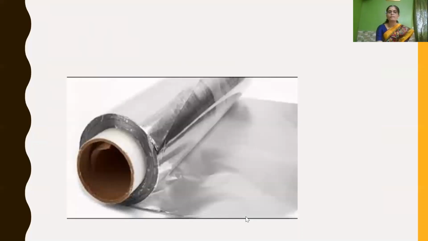See children, this figure is given. Observe the given figure and identify the physical property of metals. Here you can see metals, here an aluminium sheet. So what is that property called? The property of metal by which it is beaten into sheets is called malleability. So you have to click the answer property as malleability.